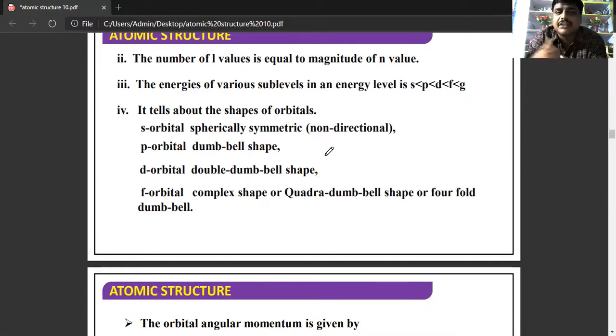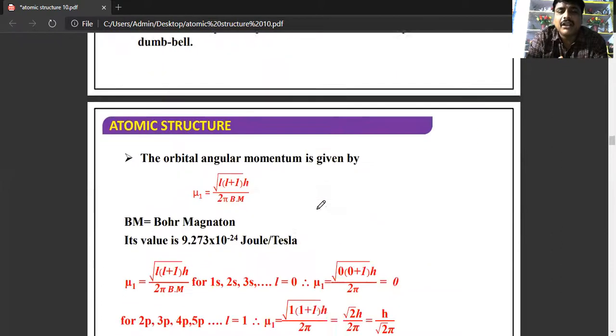It explains the shapes of orbitals. If L is equal to 0, that is the s orbital, which is spherical in shape. If L is equal to 1, it indicates a p orbital, which has a double dumbbell shape. If L is equal to 2, that is the d orbital, with a double dumbbell shape. If L is equal to 3, that is the f orbital, with a fourfold or quadra dumbbell shape.